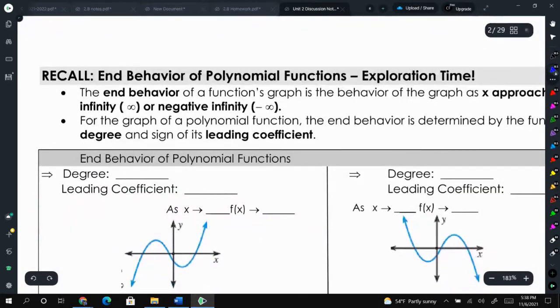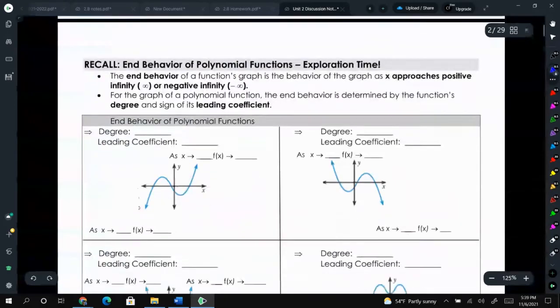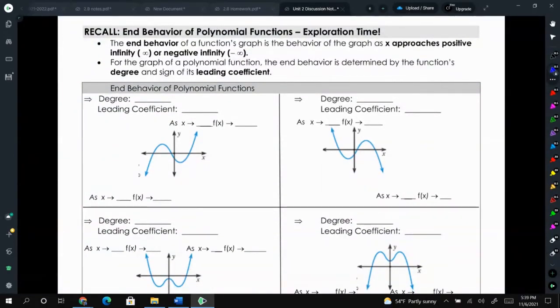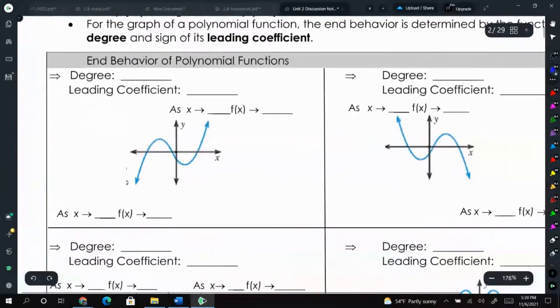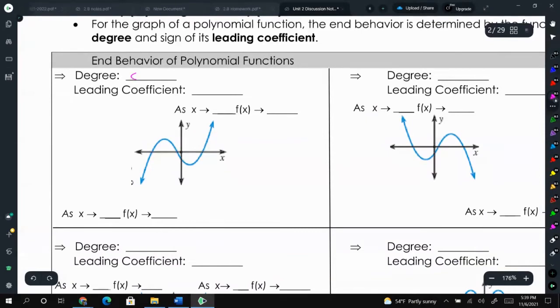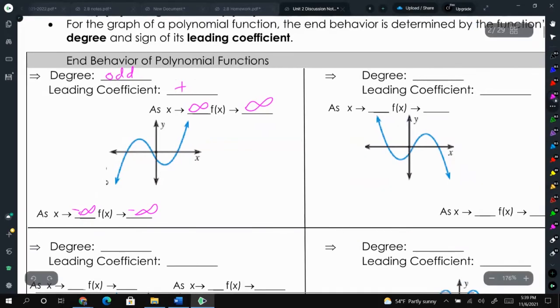Now on the next page, we're going to talk about end behavior of a function. And we talked about end behavior of absolute value and quadratic and linear functions, but now we're going to talk about the relationship between the degree, leading coefficient, and how that affects your end behavior. So if your degree is odd and your leading coefficient is positive, the left side of the function, so as x approaches negative infinity, the y values also approach negative infinity. And as x approaches positive infinity, the right side also approaches positive infinity.